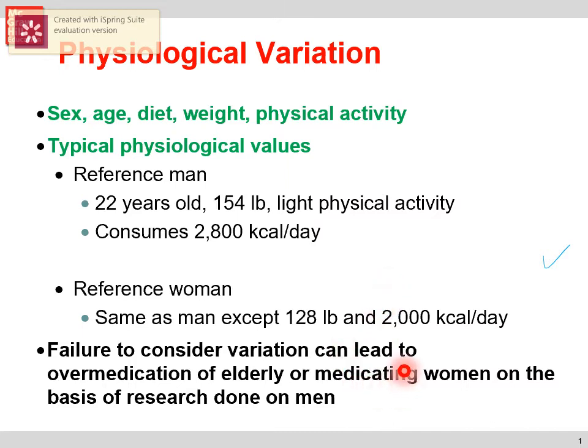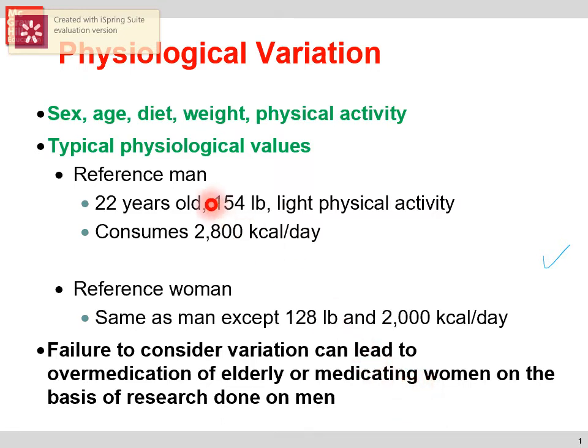And the medications will also differ based on whether they have any physical condition. Just say somebody goes in with a bacterial infection, but they have a liver condition or a kidney condition. So you cannot give them a medication that will damage the kidney and the liver further, right? So that's why you always consider physiological variation in the clinical setup.